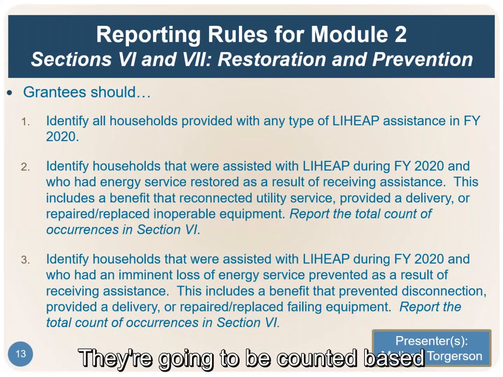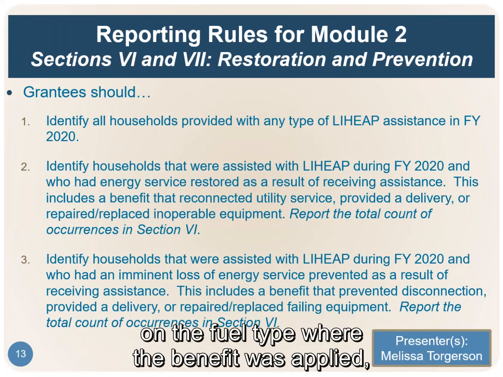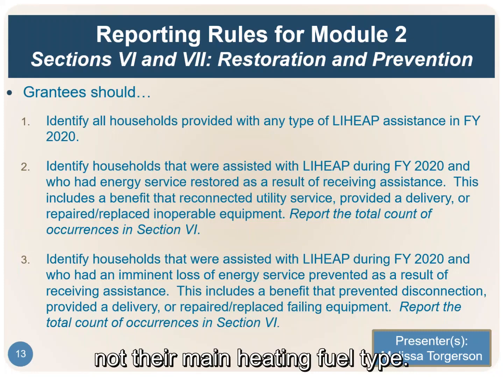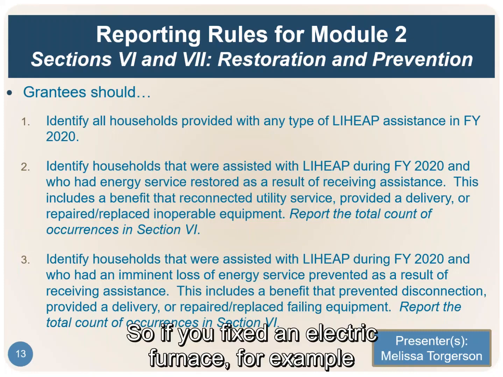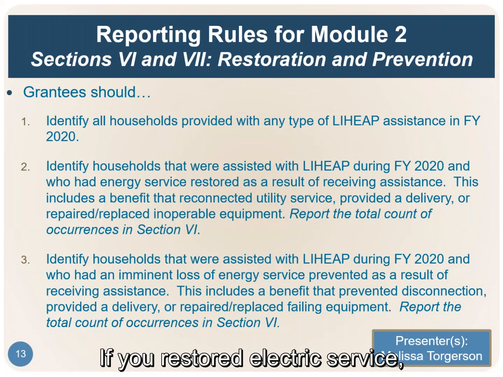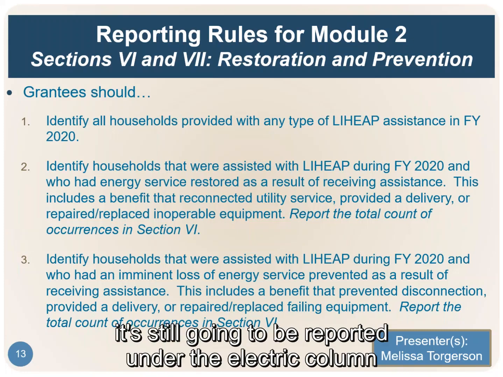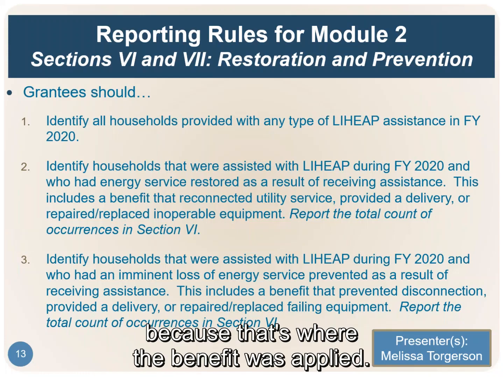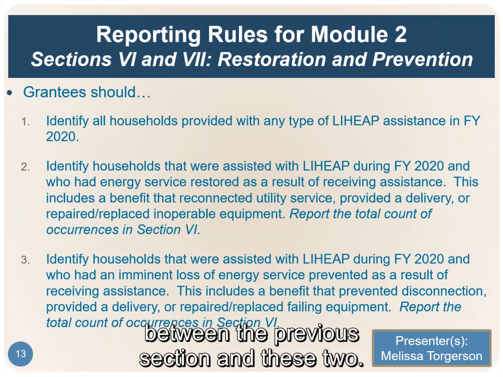They're going to be counted based on the fuel type where the benefit was applied, not their main heating fuel type. So if you fixed an electric furnace, for example, that was inoperable, it's going to be counted under the electric column. If you restored electric service, even though natural gas is their main heat, it's still going to be reported under the electric column because that's where the benefit was applied. So that's a key difference between the previous section and these two.